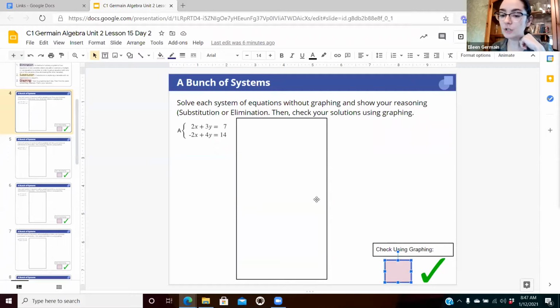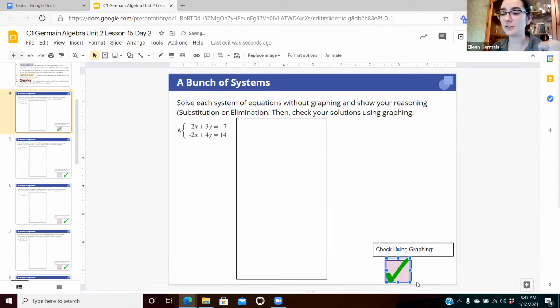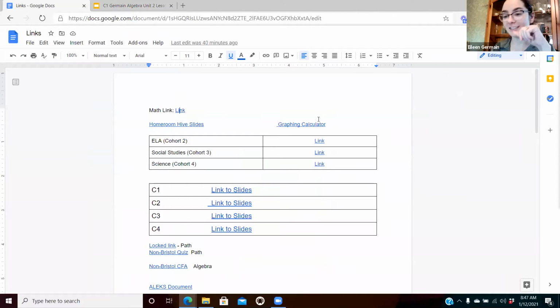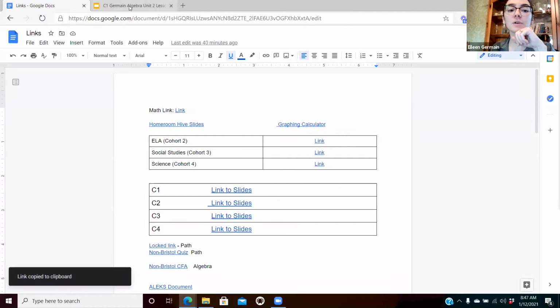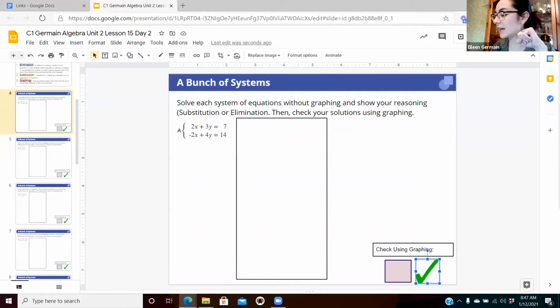So once you use the graphing tool, you're going to check. I checked it using graphing. You don't necessarily need to insert a picture of your graph on here. I just want to make sure that you are able to check it using graphing. I didn't insert a link to a graphing calculator, so I'm going to put that in the chat right now.